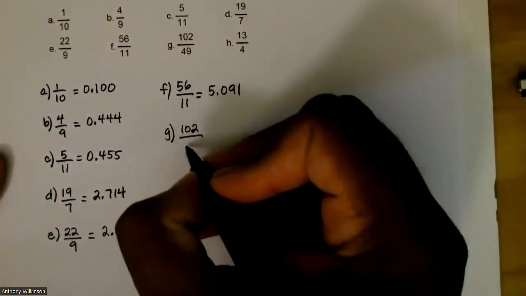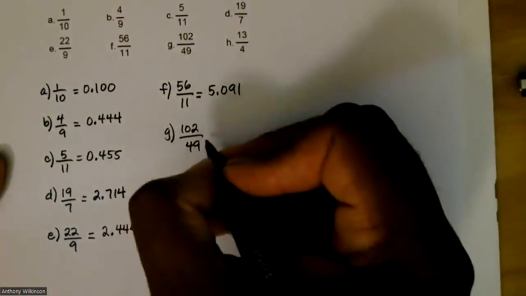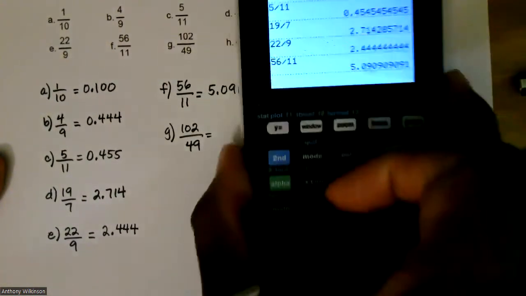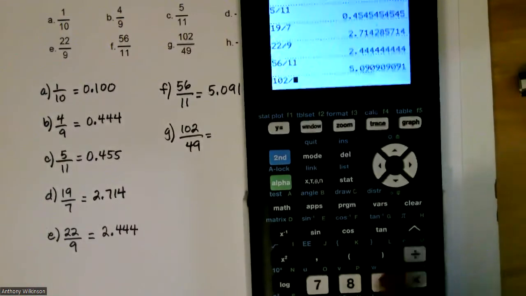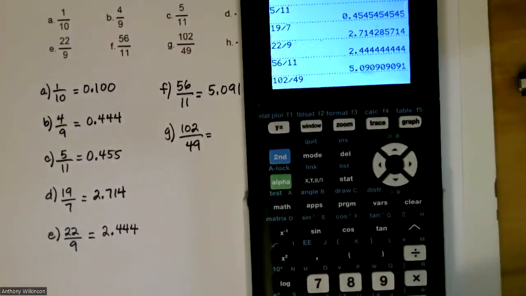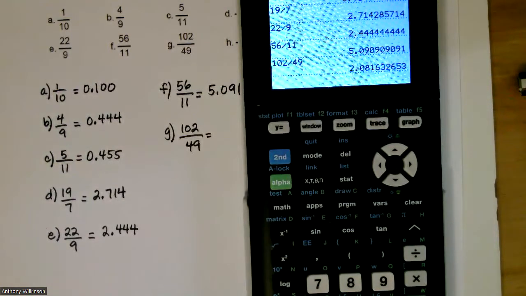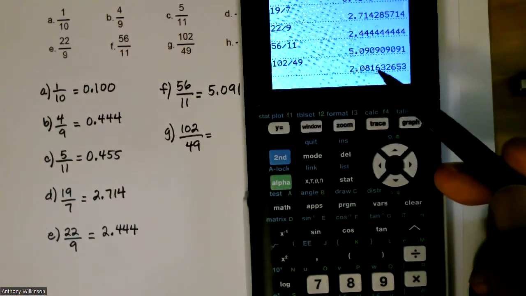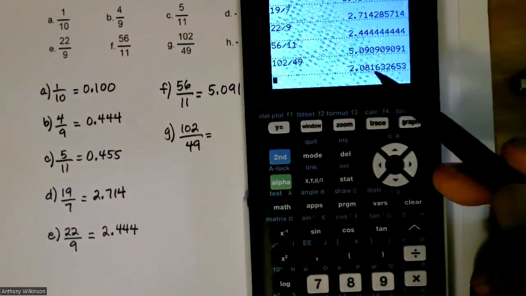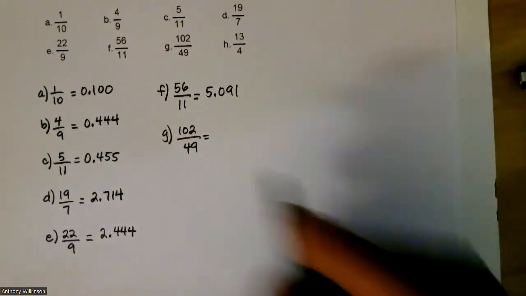Part G, 102 over 49 as a decimal. So 102 divided by 49, we're going to have 2.082. Here, the third digit is a 1. To the right of it is 6. That's bigger than 5. So the 1 will be increased to a 2. So it'll be 2.082.